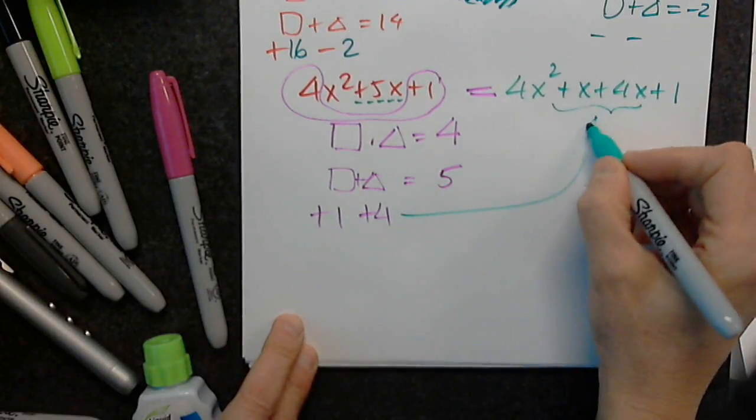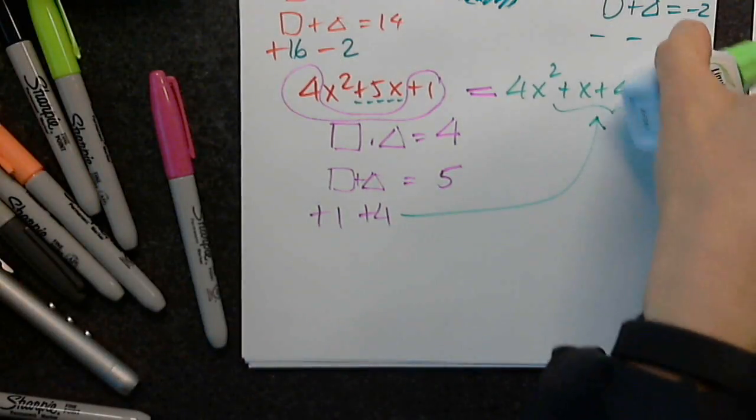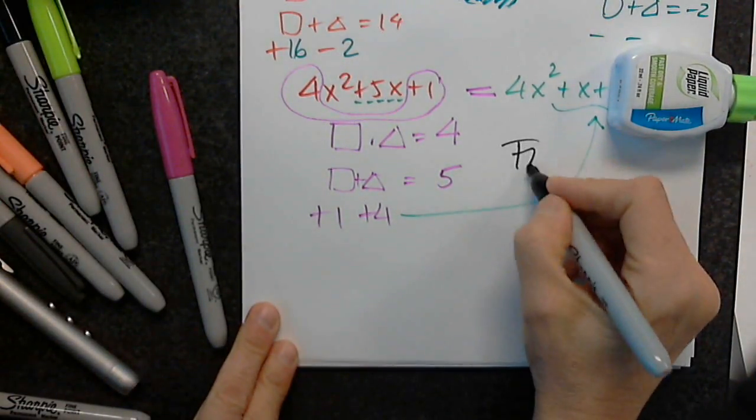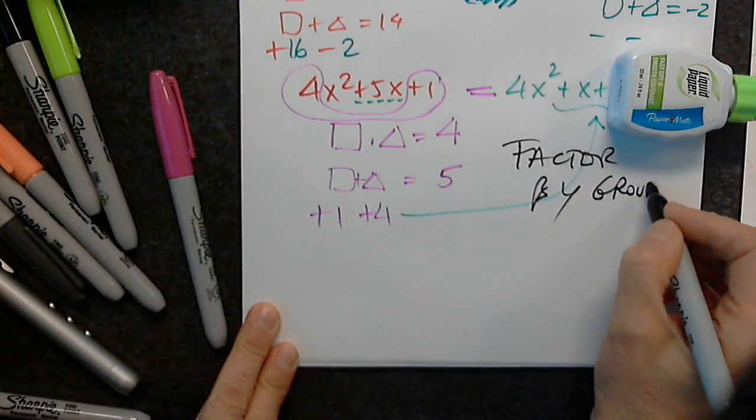I use the numbers you gave me to break 5x into two terms. I use the 1 and I use the 4 that you gave me. And I replaced 5x by this sum, which is the same thing. The next step is I have to factor by grouping. Now factor by grouping.